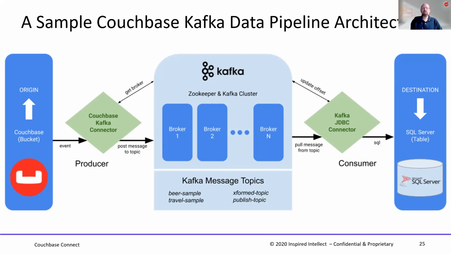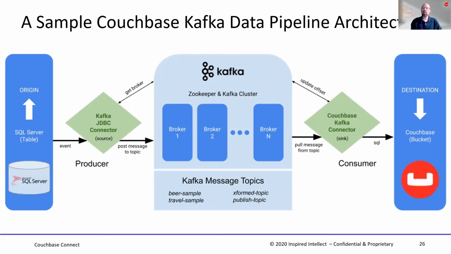So don't forget though, this is just an example. You could just as easily have built your pipeline the other way around, like so, using SQL Server as your source and using the Couchbase sink connector, the sink version of the connector, same connector, different type, different configuration, and you would then have that data flowing into Couchbase.